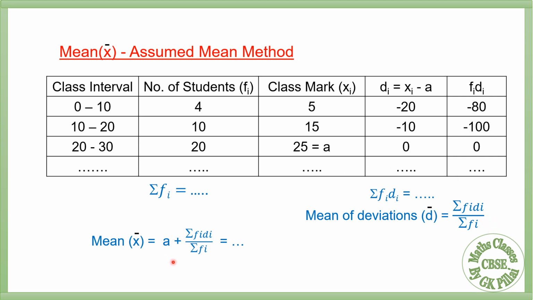Now the mean you will find at the end. What will you be doing? Whatever A you have found out here, that you will add with whatever you found here. Sigma fi di upon sigma fi, whatever you find, add with the A. You will get the final answer. You must have already practiced, or you can practice more sums based on this one.